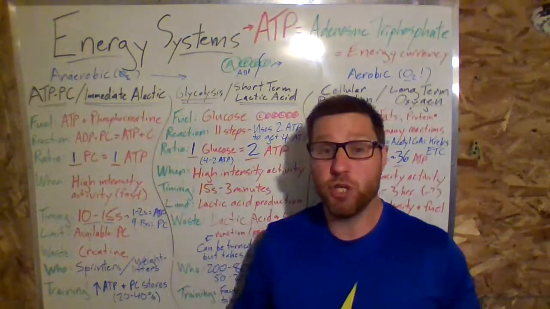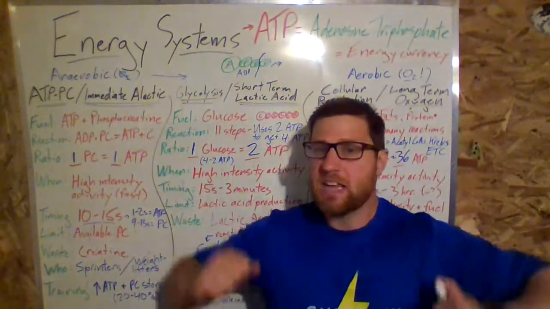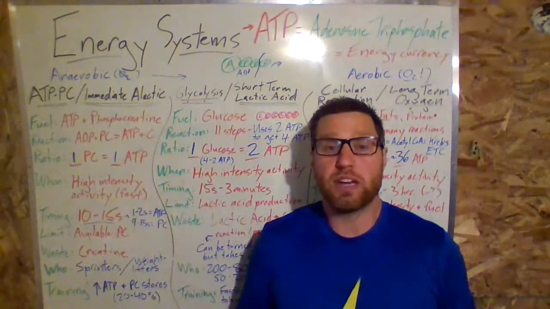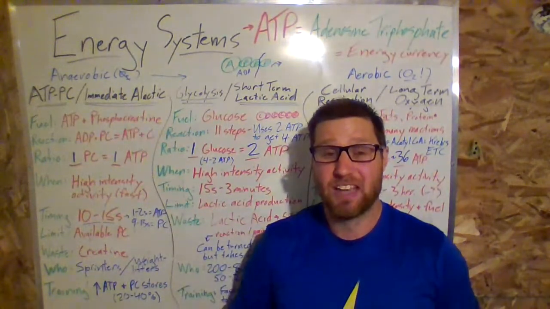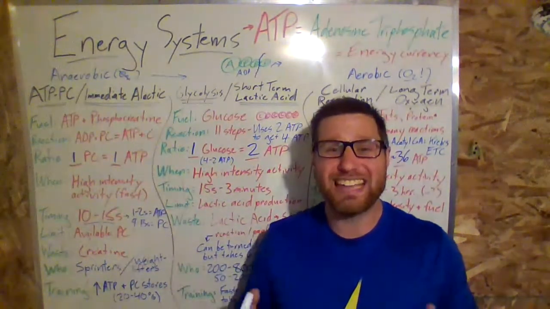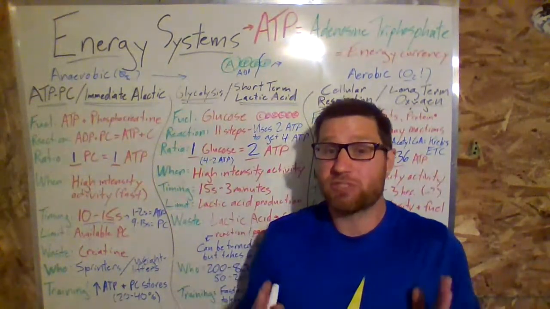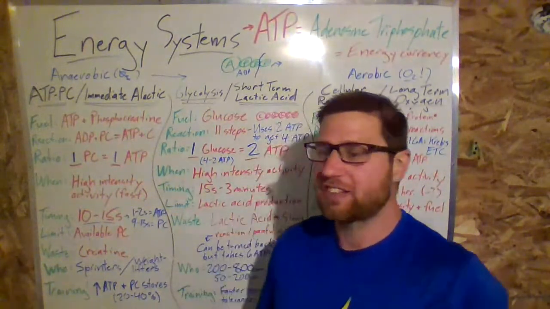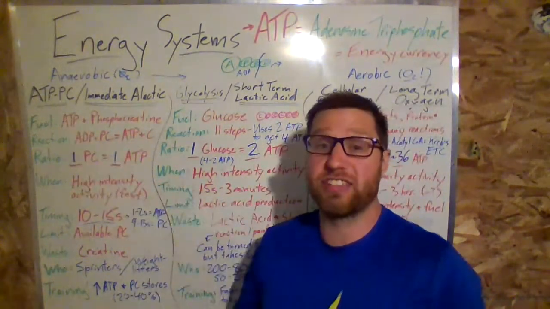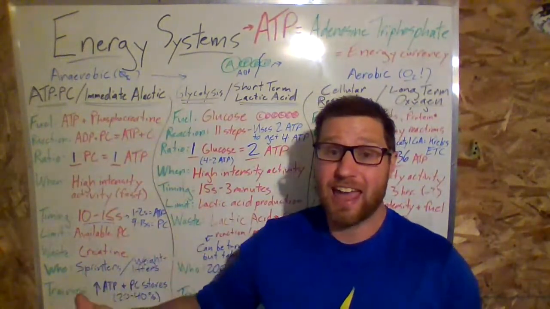If I told you start sprinting as fast as you can, what you would be doing is using your ATP-PC or immediate alactic system. That's a system that's going to get you a lot of energy fast. Now, it's not going to last very long, as we'll see in a second, but it gets you a lot of energy fast. What is the fuel for this system? Well, just like it sounds, ATP and PC.